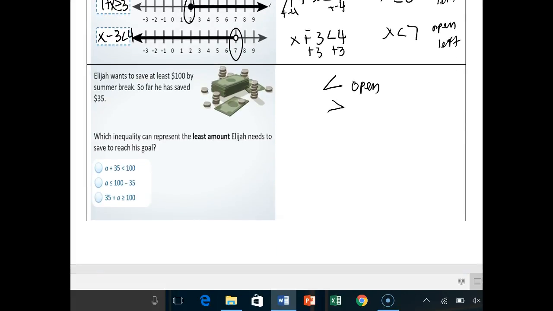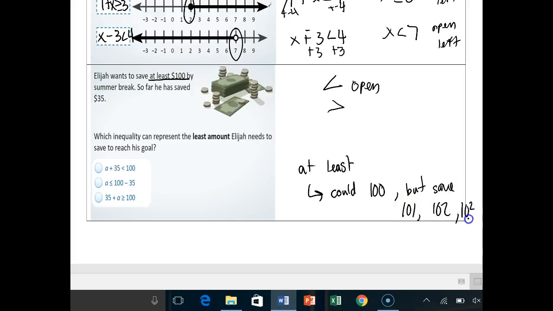All right, last one. It says Elijah wants to save at least 100. So what does that mean? At least means I could do 100, but I could also save 101, 102, 103. Like, it wouldn't be the end of the world if I got bigger than that. So at least means, okay, I want to go greater than 100, right? Or equal to. So far he saved $35.